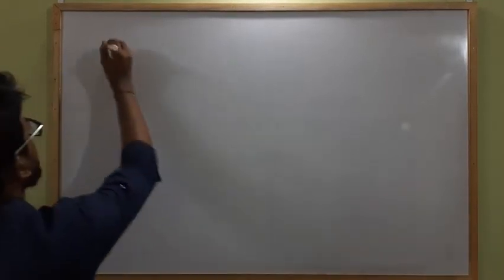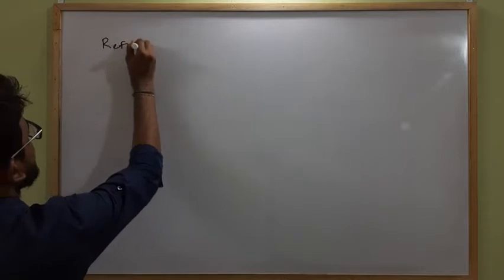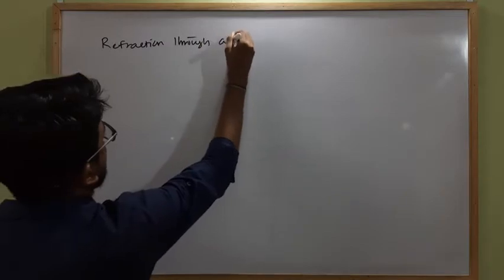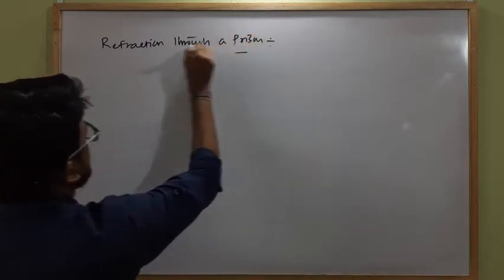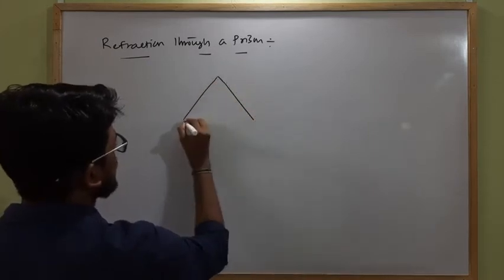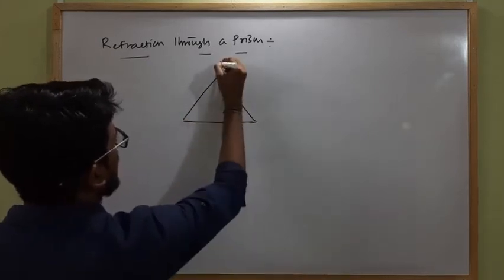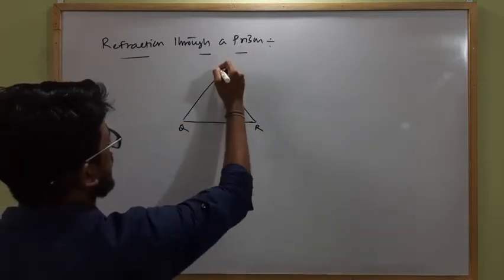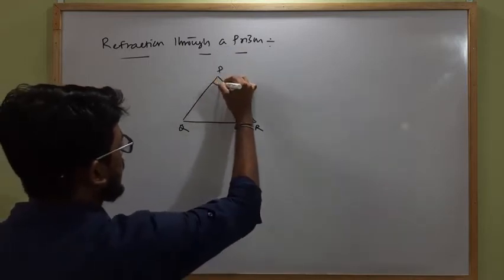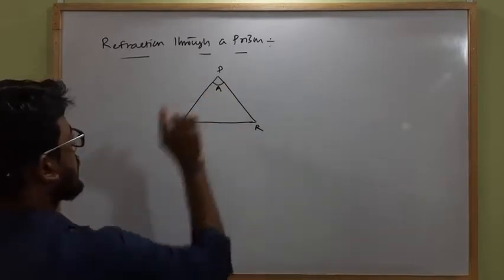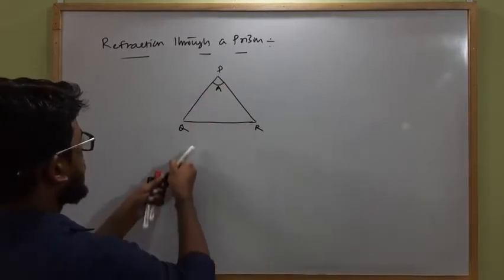Next we are going to discuss how refraction takes place through a prism. Let's consider an equilateral triangular prism, let it be PQR. Clear? And this is the angle of prism, as this is an equilateral triangular prism, so each angle will be 60 degrees. So this is the angle of prism A. Light is incident along this direction.